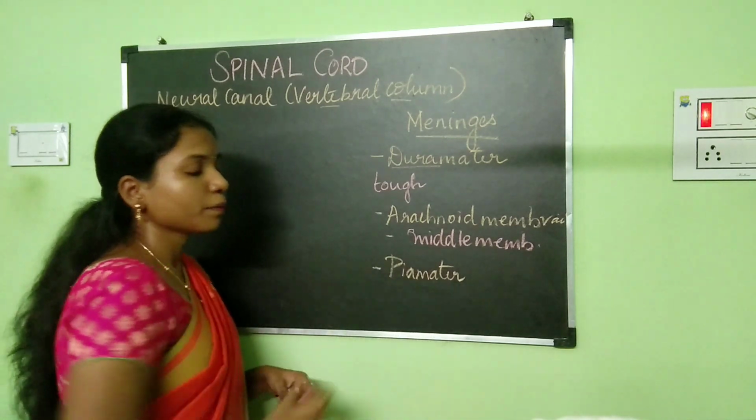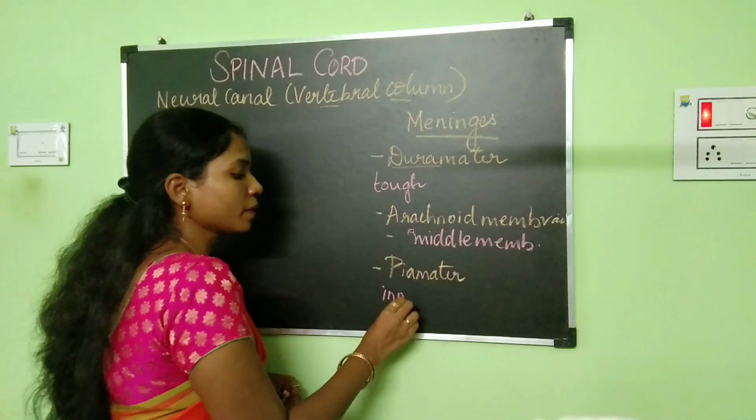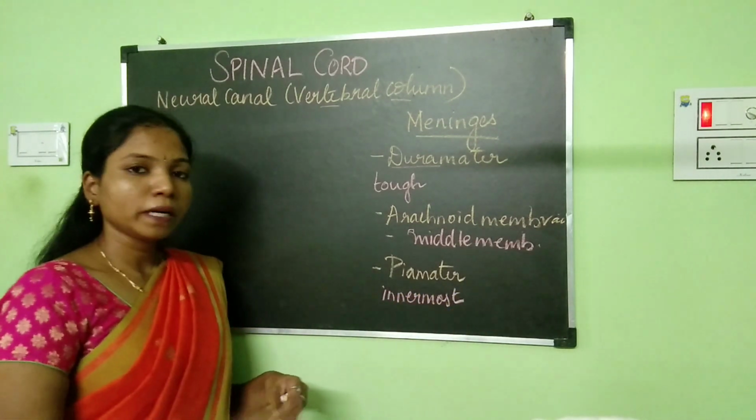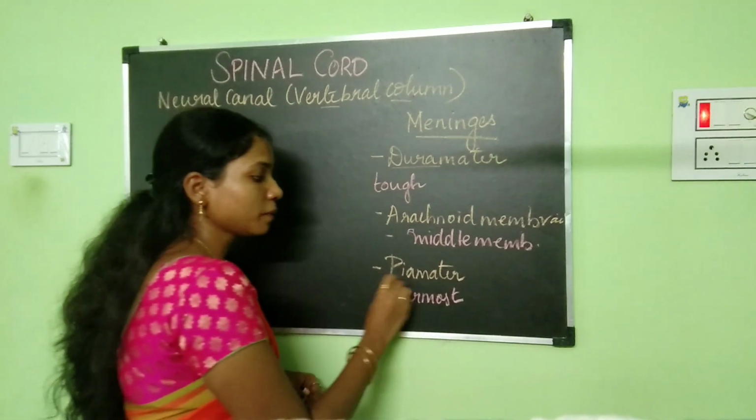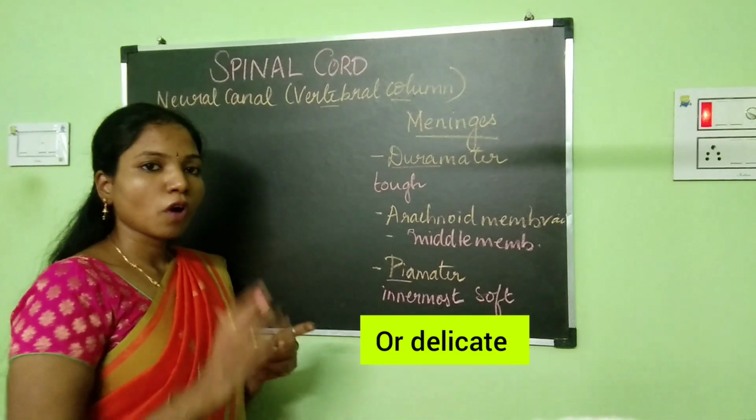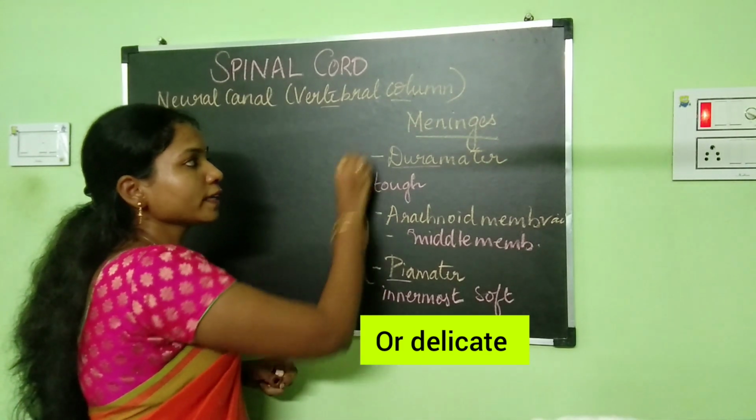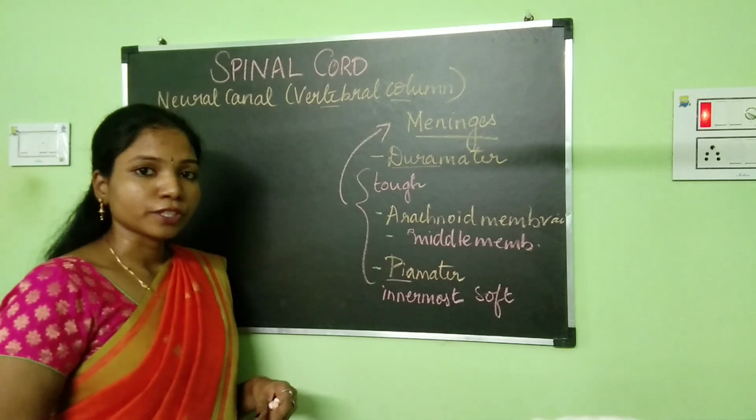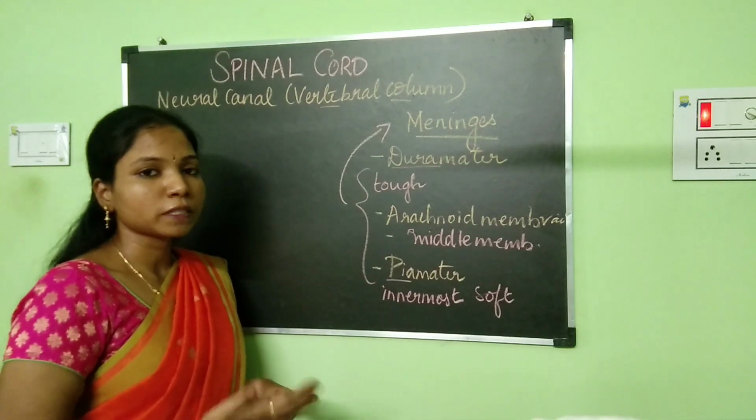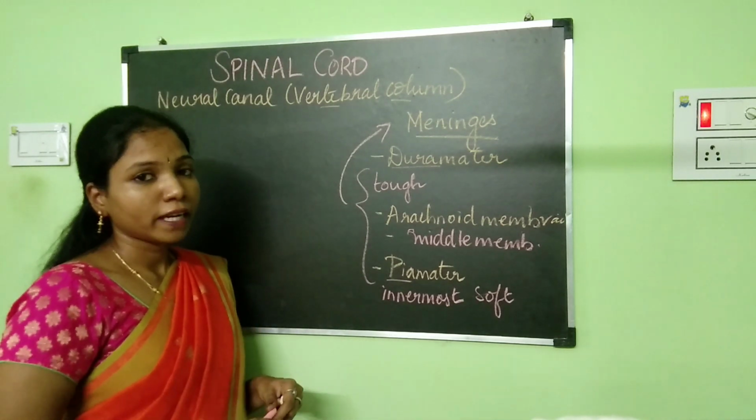And the last membrane is the pia mater. This is the innermost membrane. The word pia means soft, so this is a soft innermost membrane. These 3 membranes are collectively known as the meninges. The work of the meninges is to give additional protection to the spinal cord, and they protect the spinal cord from any mechanical injury.